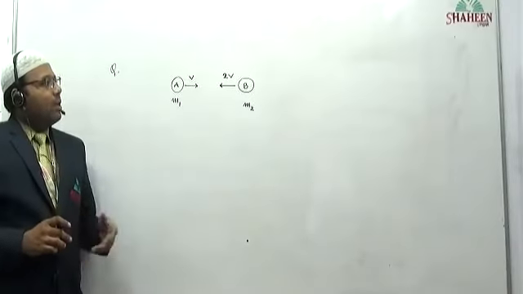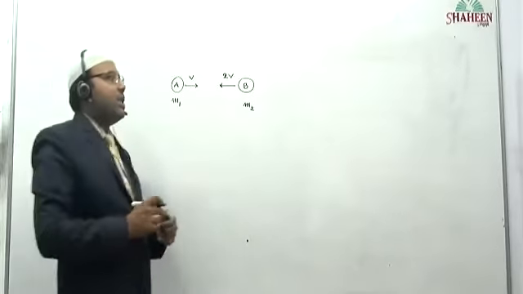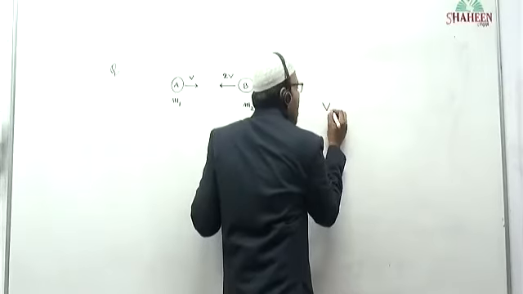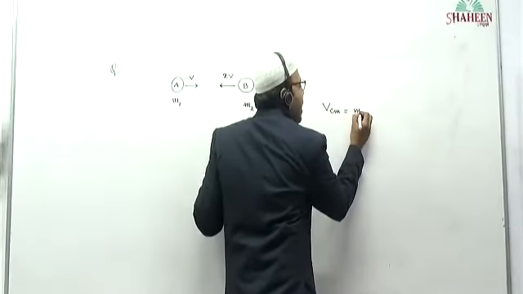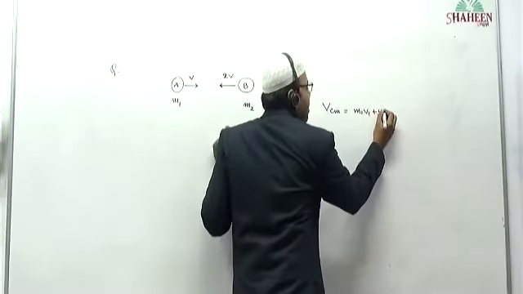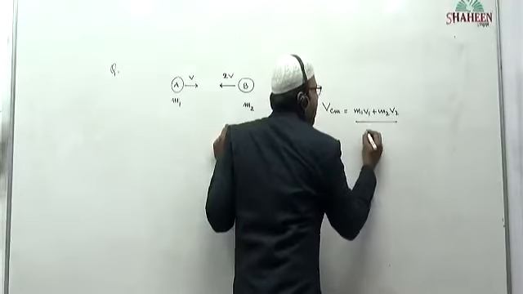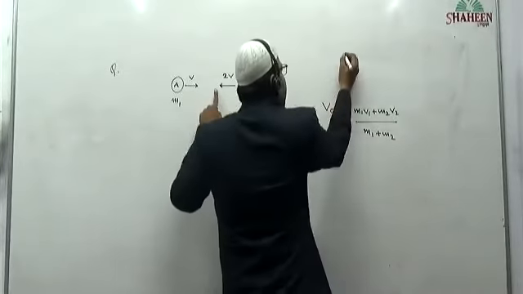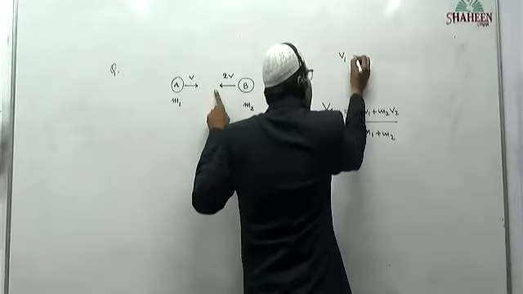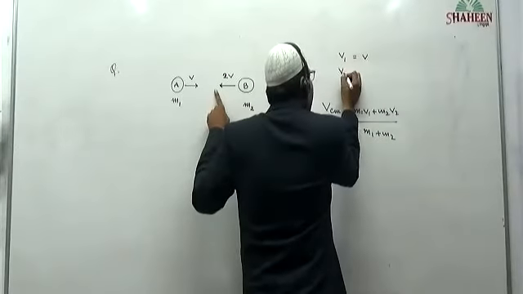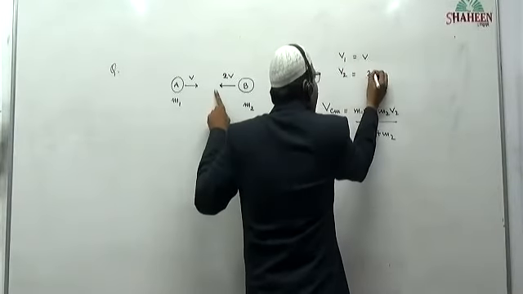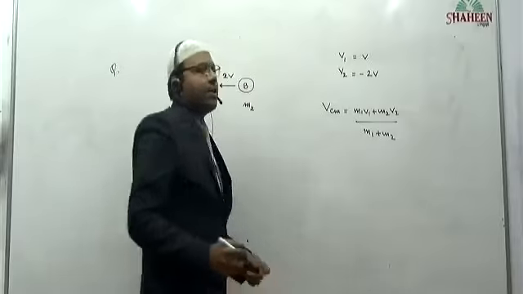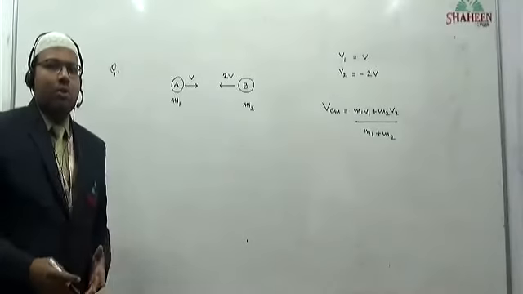So to calculate the velocity of the center of mass, I use this equation. VCM is what? m1 v1 plus m2 v2 by m1 plus m2. From this data, it's clear that v1 is v, v2 is 2v, but with negative sign. Why negative sign? It is not mentioned, no.